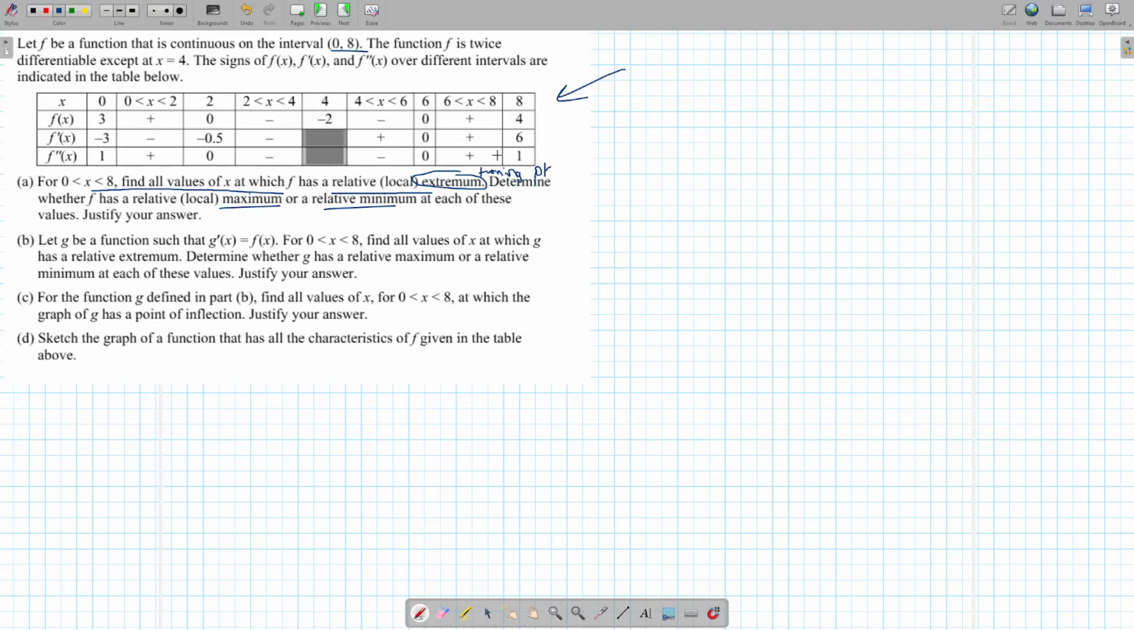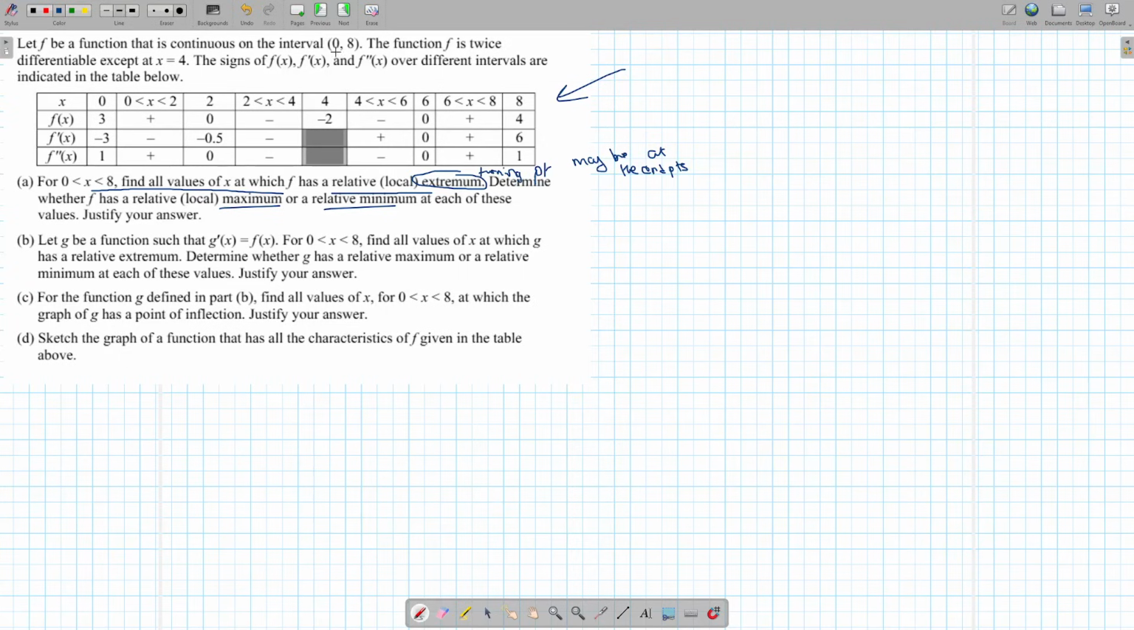Now, how do we check if it's a turning point? A turning point means the sign of f prime changes. F of x changes from decreasing to increasing, or maybe from increasing to decreasing. Also, the extremum may also be at the endpoints. Always the endpoints are considered as extremities.